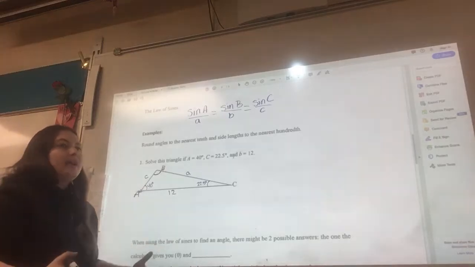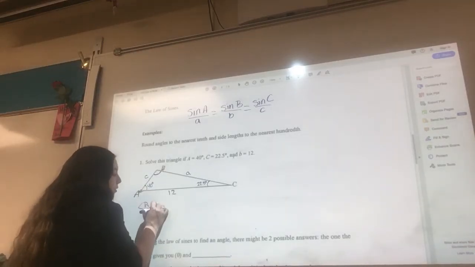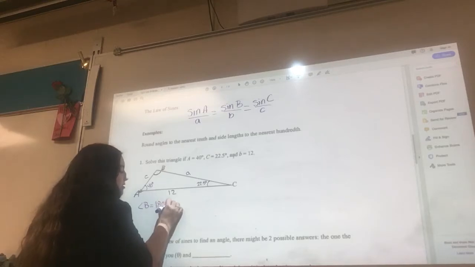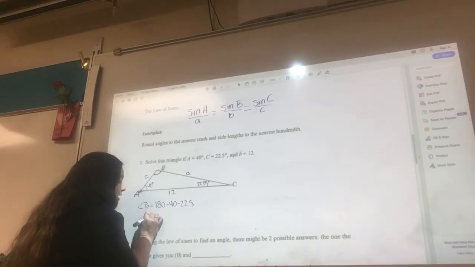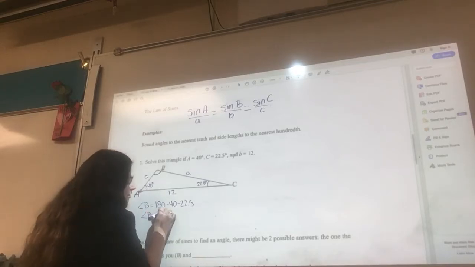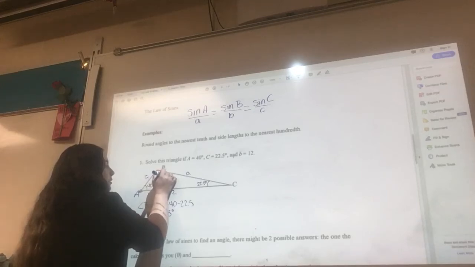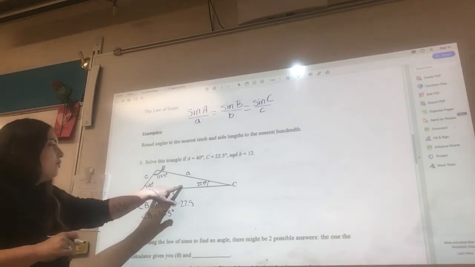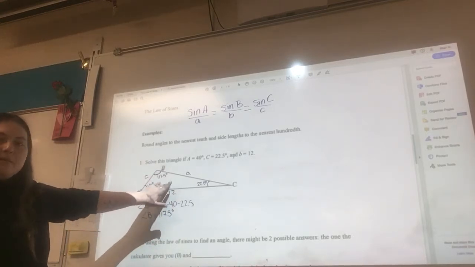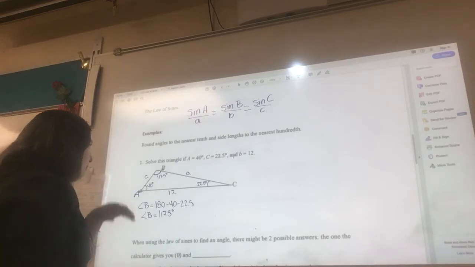Well, it's a triangle. So since we know it is a triangle, angle B has to be 180 minus the two already known angles. So angle B has to be 117.5 degrees. This will help us find the missing side lengths. So if you know two angles, you can find the third. It's 180 minus the two, remembering that from previous content.